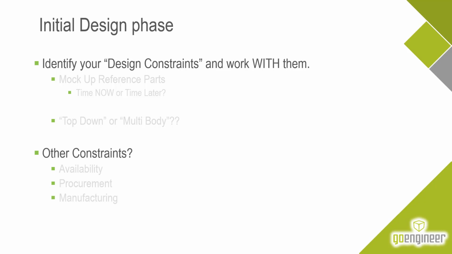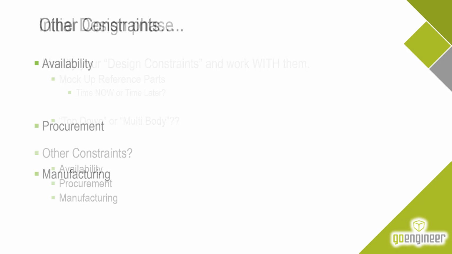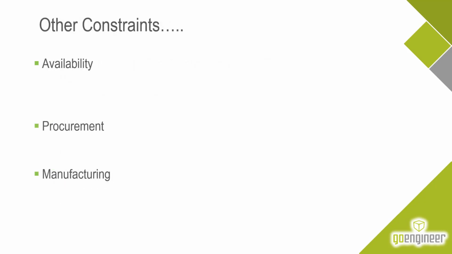One is identify your design constraints and work with them, not against them. Of course, constraint has a negative connotation, but the reality is that those are the things that are going to make sure that your design is proper and perfect and works as it's intended. And then there are other constraints, things that don't necessarily have to do with the actual design itself, but maybe relative to that. And that's really what I want to focus on first here, the other constraints. So I talk about these three things here: availability, procurement, and manufacturing.